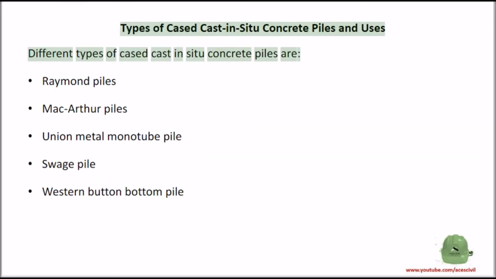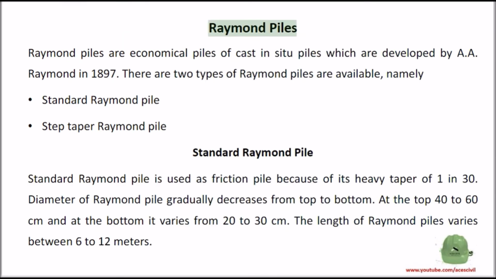Types of cased cast in situ concrete piles and uses. Different types of cased cast in situ concrete piles are Raymond piles, MacArthur piles, Union metal monotube pile, Swage pile, Western button bottom pile.